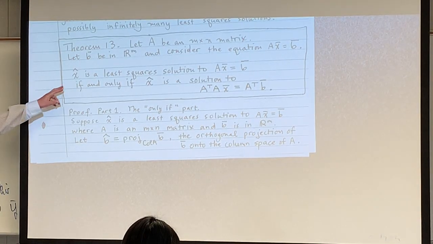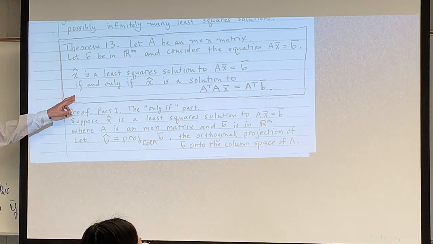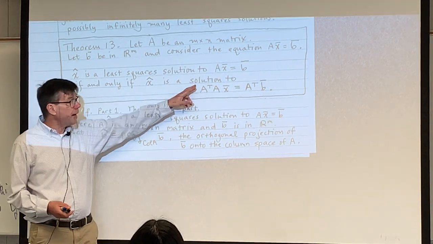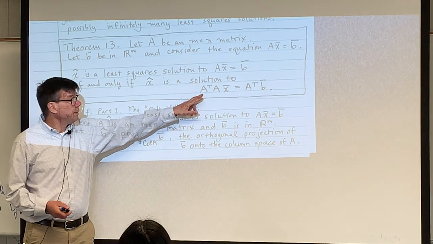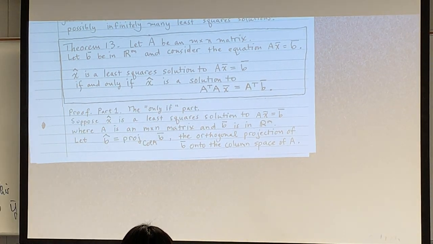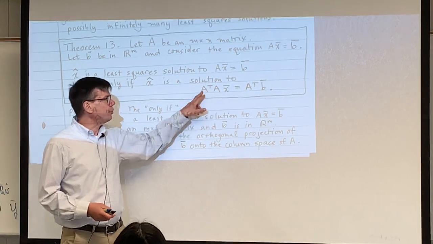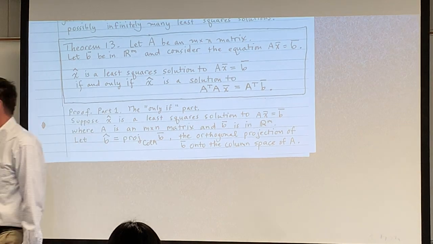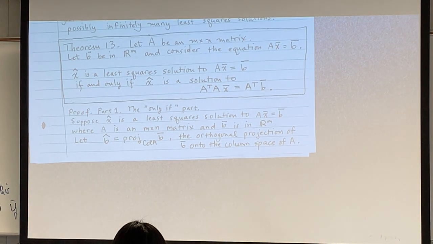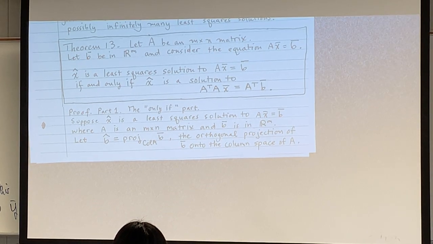So x hat is a least squares solution to that equation if and only if x hat is an actual solution to this matrix equation: A transpose A x equals A transpose b. So this weird approximation thing, this x hat, we can find as an exact solution to this other kind of matrix equation. We're going to talk about why that's true and go through the steps of this proof. I love that formula. I just think it's so cool.